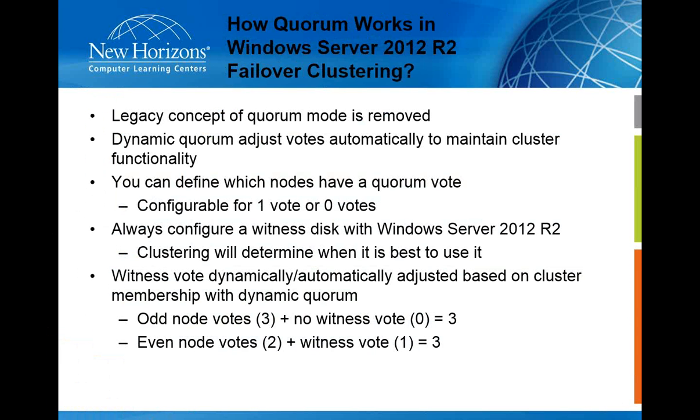If the witness resource or witness disk fails, or for some reason goes offline, which happens sometimes, the cluster sets the witness vote to a value of 0 automatically. By using this, the risk of a malfunctioning cluster caused by a failing witness is reduced, because we just say, oh, he's not there, he doesn't get a vote anymore.